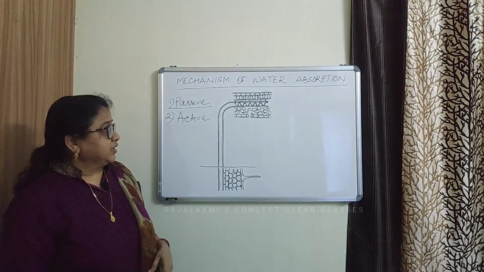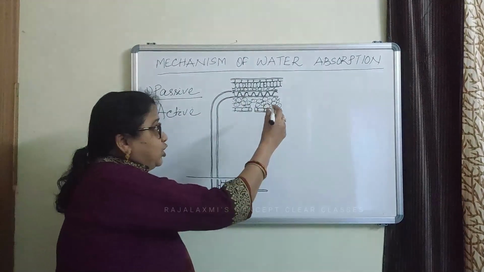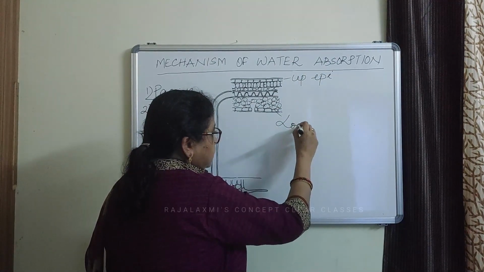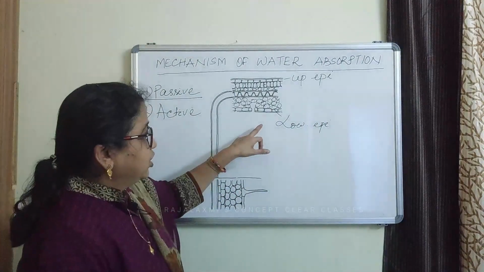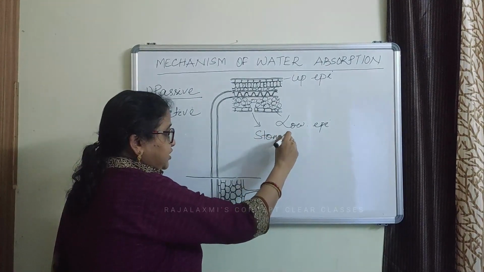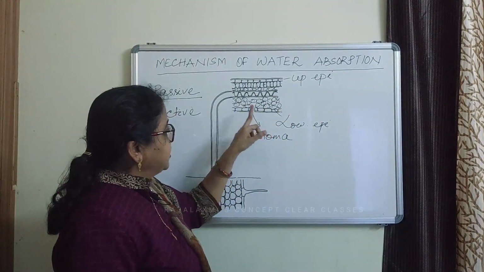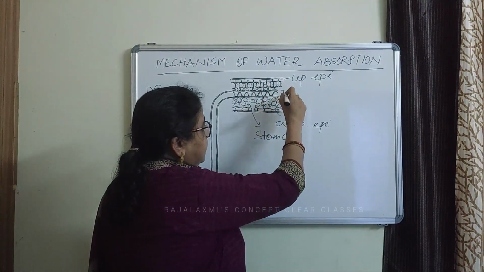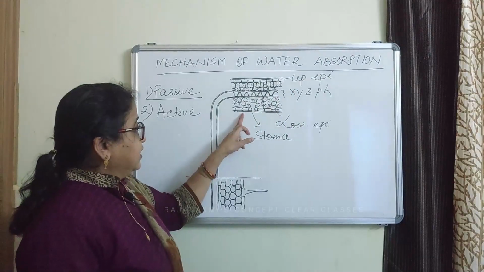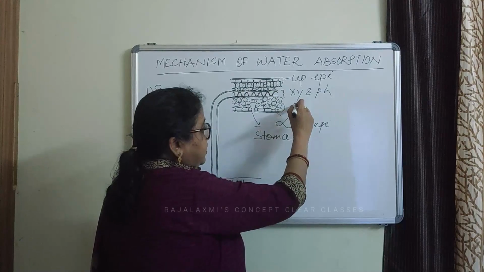So how does it occur? If you remember the anatomy of the leaf, there is an upper epidermis and a lower epidermis, and in the lower epidermis generally stomata are present. The singular is stoma. In the middle there is the conducting tissue or vascular bundle, xylem and phloem. And the other cells of the leaf are known as mesophyll cells.